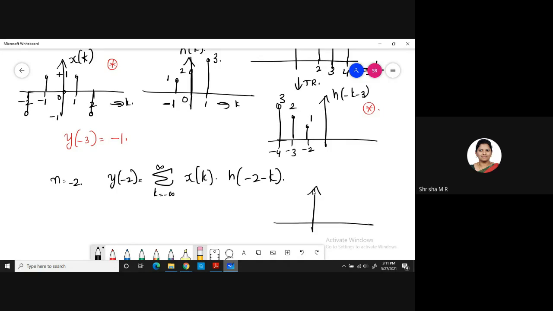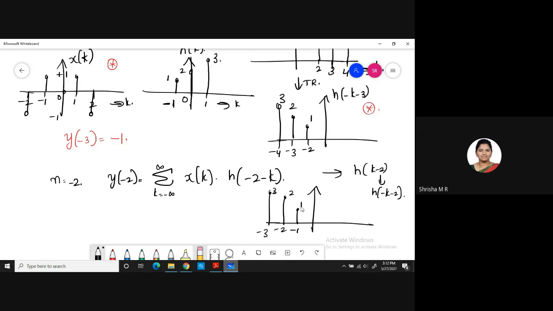You have h of -3 minus k. Here -2 minus k means it will be one shift to the right, right? So it will start from -1, -2 and -3. So this is 3, 2, 1. Or else you can also do h of k minus 2 and take time reversal of that to get h of -k minus 2. You can do like this also, or if you get one instant you can shift it accordingly. Got it?